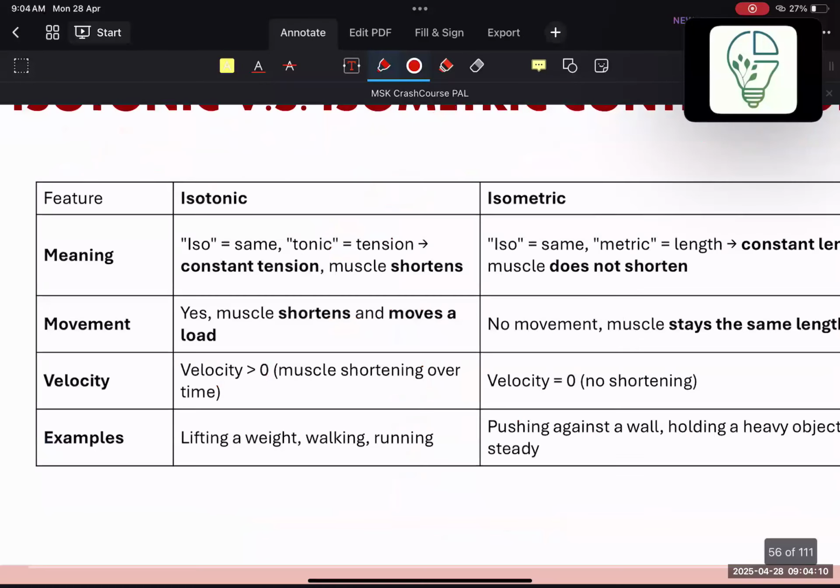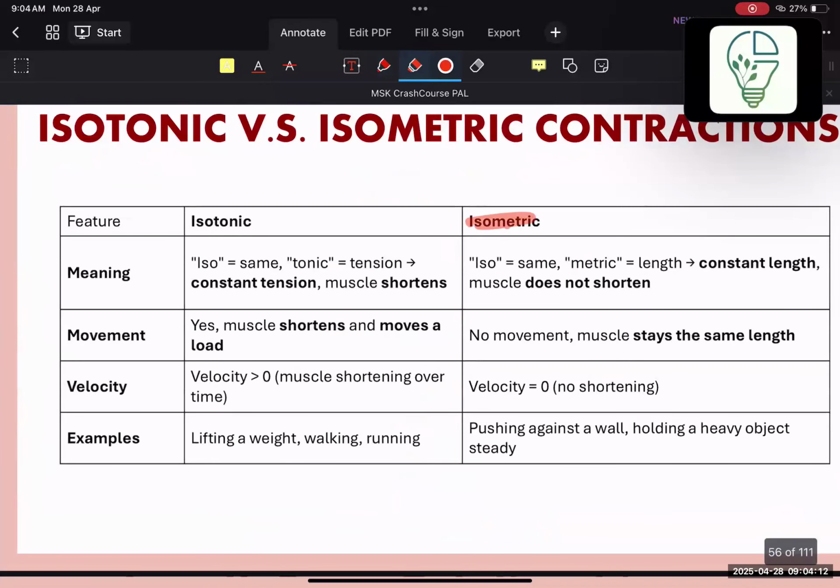Let's go take a look at this table. We have isometric, as I explained, same length, meaning you have a constant length, your muscles don't shorten. Instead, you reach what's called an F max, maximum force. Why do you need to reach F max? Well, there's no reason why you need to reach F max, but the point of isometric contraction is that you're trying to reach F max. You're trying to maximize the force or the tension in your muscles. You will have no movement, which means you will have no velocity.